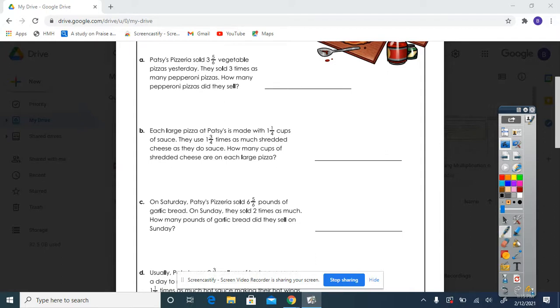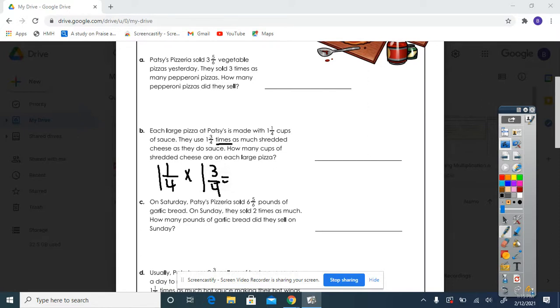So each large pizza at Patsy's is made with 1 1/4 cups of sauce. They use 1 3/4 times as much shredded cheese as they do sauce. How many cups of shredded cheese are on each large pizza? Times.